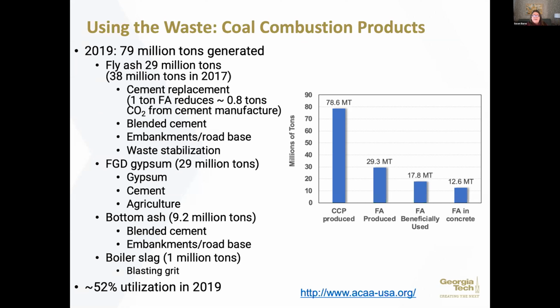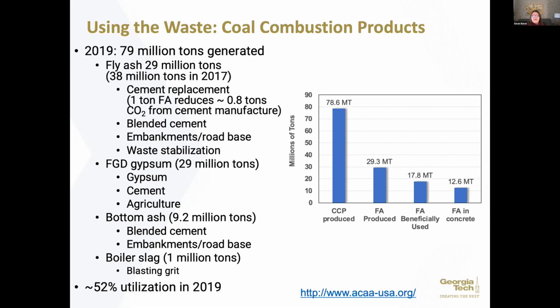So in 2019, you'll see here that we generated 79 million tons of coal combustion products. Out of that, fly ash was 29 million tons. That's down from 38 million tons just a couple of years before. I am very interested to see what the 2020 numbers show as a result of the virus, right? With construction being down in some parts of the country, I'm curious to know what we'll see here in terms of beneficial use. Fly ash is attractive because we use it as a cement replacement.